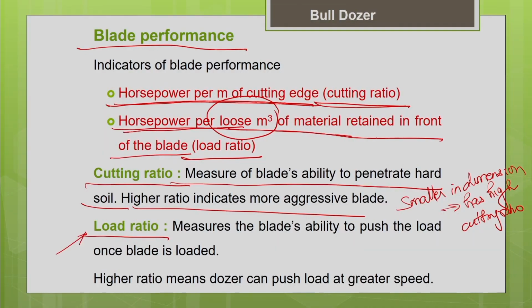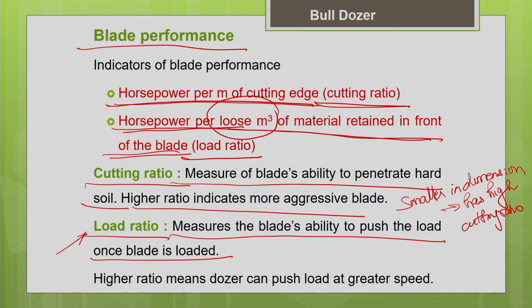Horsepower per loose meter cube of material retained in front of the blade is the load ratio. So it measures the blade's ability to push the load once the blade is loaded. It is not referring to the blade capacity, that is different. This refers to the pushing ability of the blade.